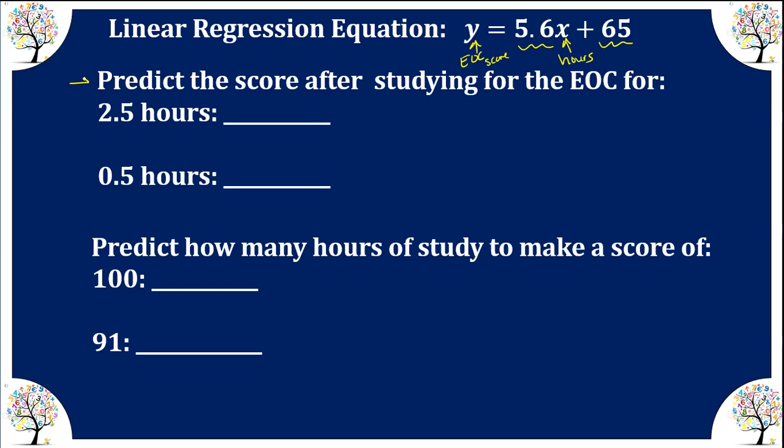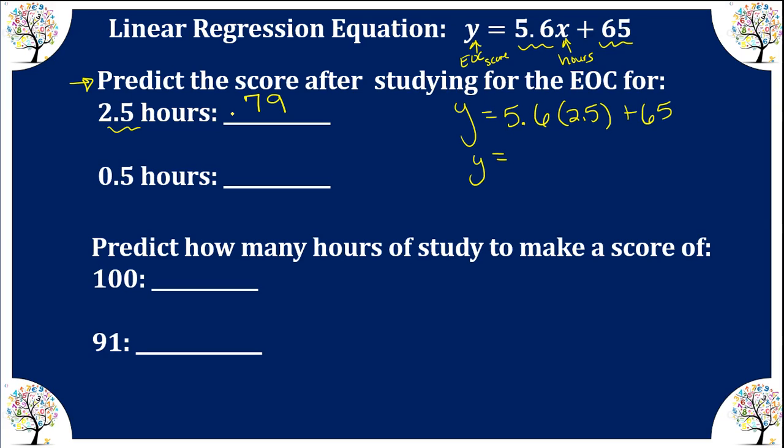So now we are going to make some predictions. We're going to predict the score after studying for 2.5 hours. So we are going to input 2.5 and see what we would make if we study for 2.5 hours. Now, 2.5 hours is in that range of our data. So this is going to be interpolating. So I'm just going to quickly calculate this. And it predicts that we would make a 79 if we study 2.5 hours.